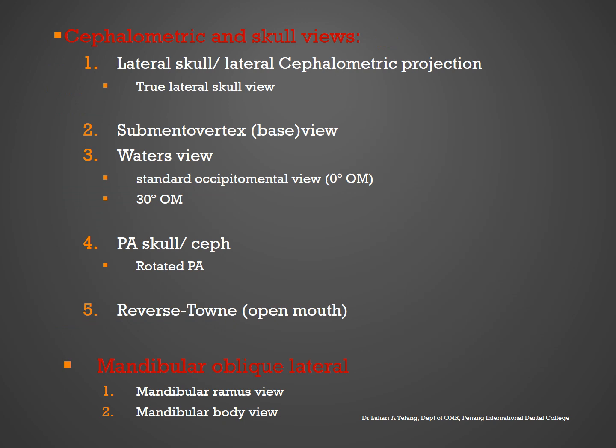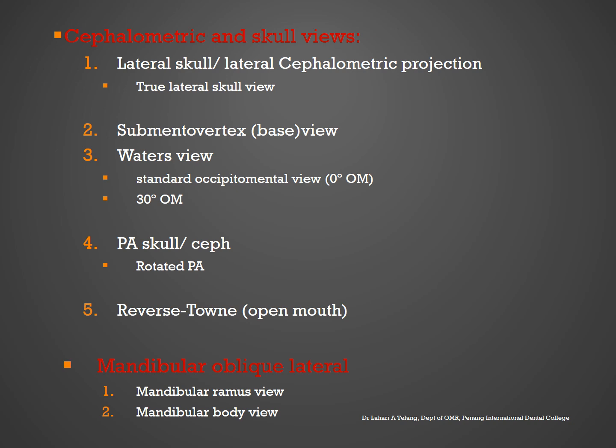So let's look at some of the skull views and cephalometric views. So these are various types of views that can be taken for the skull. They are the lateral skull or lateral cephalometric projection. You have a small variant called a true lateral skull view also. Then you have the submentovertex or the base view of the skull. You have the Waters view, which is a standard occipitomeatal view or 30 degrees one. This is preferably used for visualizing the paranasal sinuses. You have the PA skull or PSF, which is the posterior anterior view of the skull. You could also have a rotated PSF when you want to see one particular side more clearly than the other.